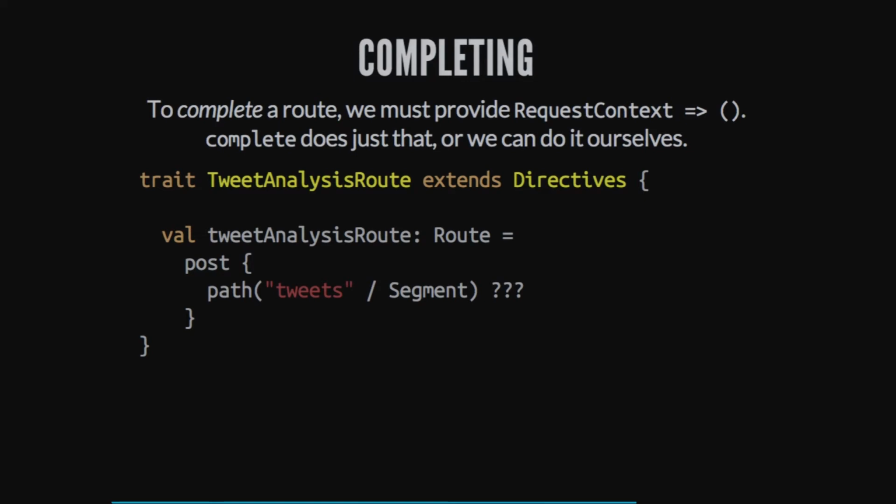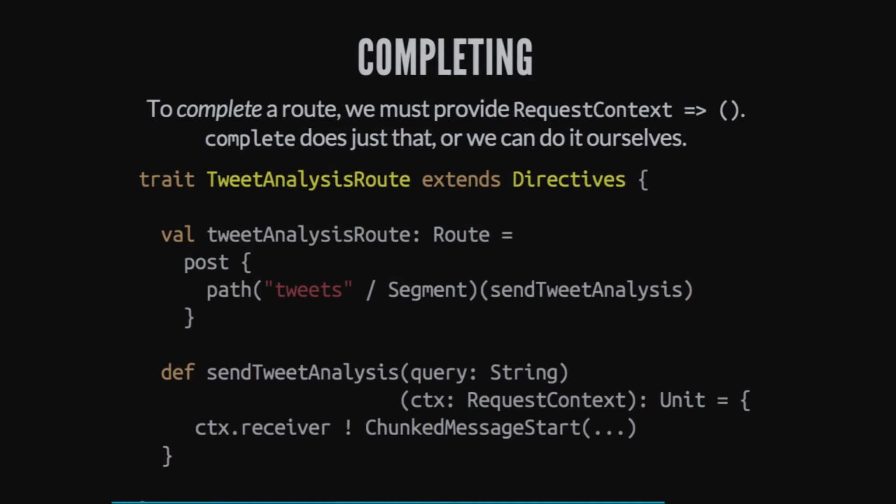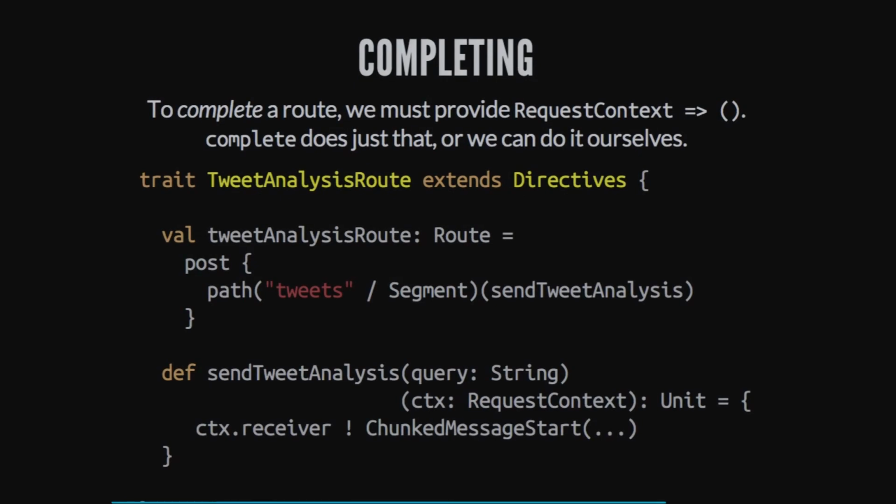But looking at that route, so suppose we want to build our tweet analyzer, and we'll get to that in just a moment, what would we have to say in place of the 3 question marks? So I guess the first thing to think about is the path directive wants us to do something, and then we want to complete the request by providing a function that takes a request context and returns unit. So any suggestions for the question marks? Yeah, right. So it would need to be a function from string to a function of request context to unit. So we can do just that really easily.